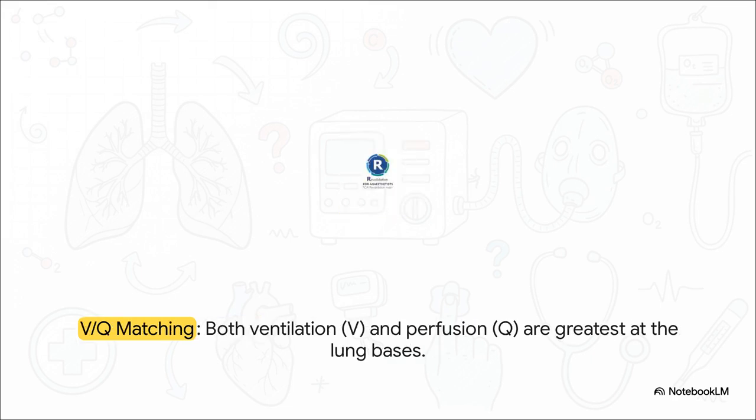Now let's think about how gravity plays a role in a healthy, upright person. It's pretty intuitive that both ventilation, the V for airflow, and perfusion, the Q for blood flow, are going to be greatest at the bottom of the lungs. Gravity just pulls everything down. But here's the kicker. They don't change at the same rate. Blood flow, the Q, drops off way more dramatically as you go up to the top of the lung. So the ratio of V to Q is actually highest at the top and lowest at the bottom. And that, my friends, is the essence of V/Q matching.